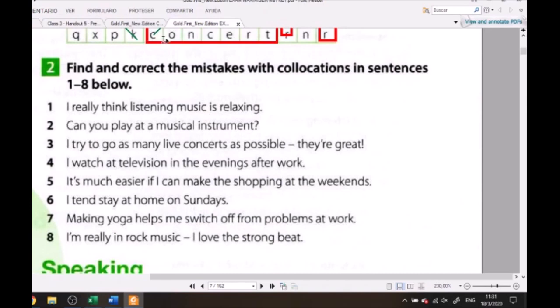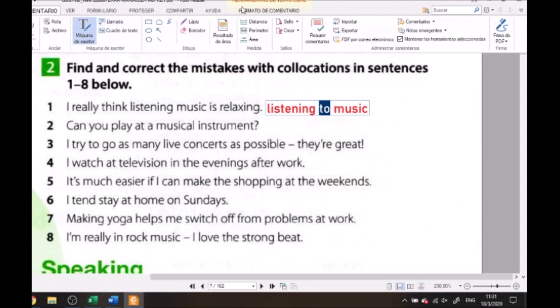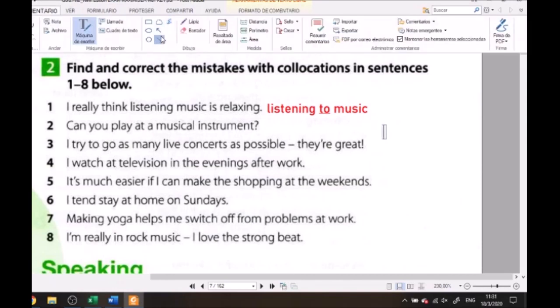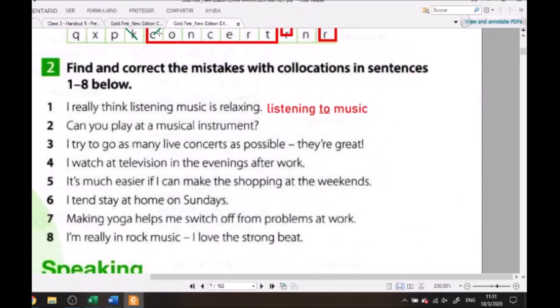I really think listening music is relaxing. Yes. The mistake is that to is missing. Listening to music would be the correct way of saying this. So to was missing there. Good. Can you play at a musical instrument? Tell me in the chat what shouldn't be there. Okay, at shouldn't be there. You play a musical instrument.